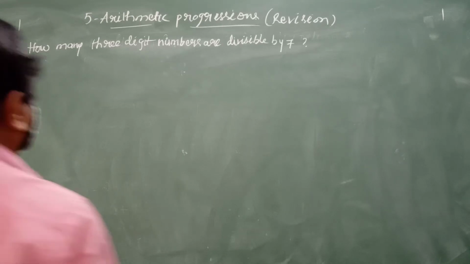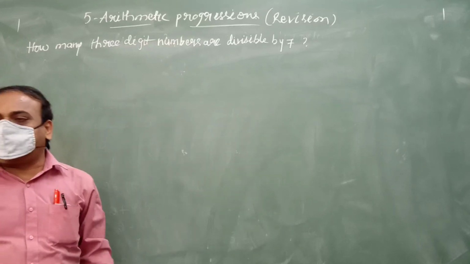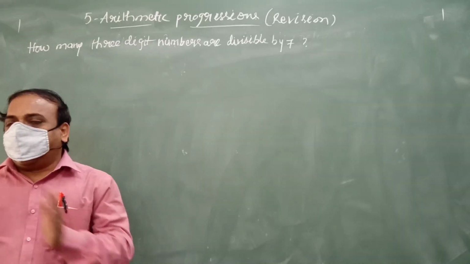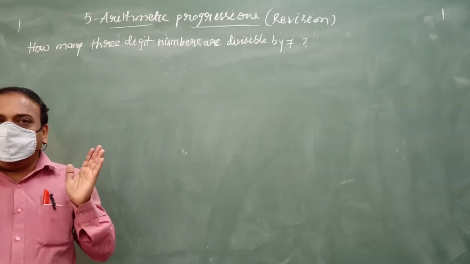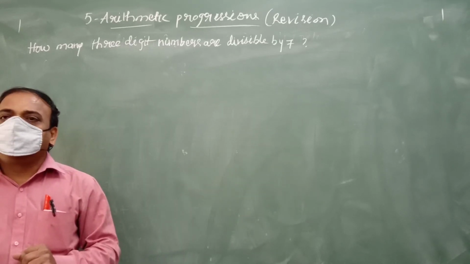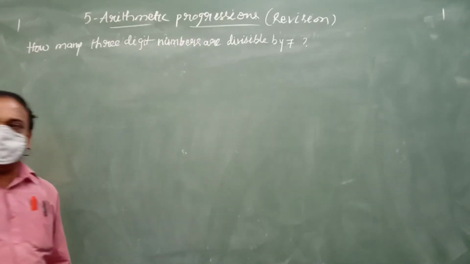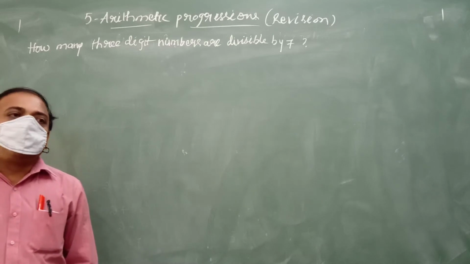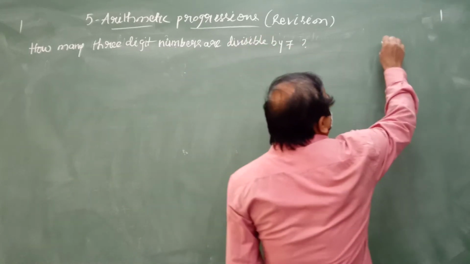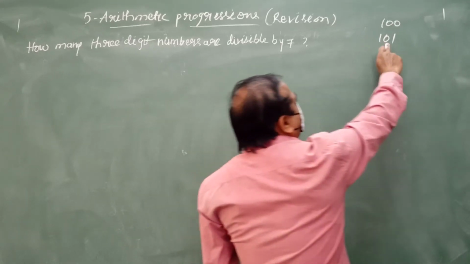Look at this. How many 3-digit numbers are divisible by 7? So 3-digit numbers start from where? 3-digit numbers start from 100 and end at 999. Is 100 divisible by 7? No. 101? You have to check it. But we require the numbers which are divisible by 7. So 3-digit numbers start from 100, end by 999.